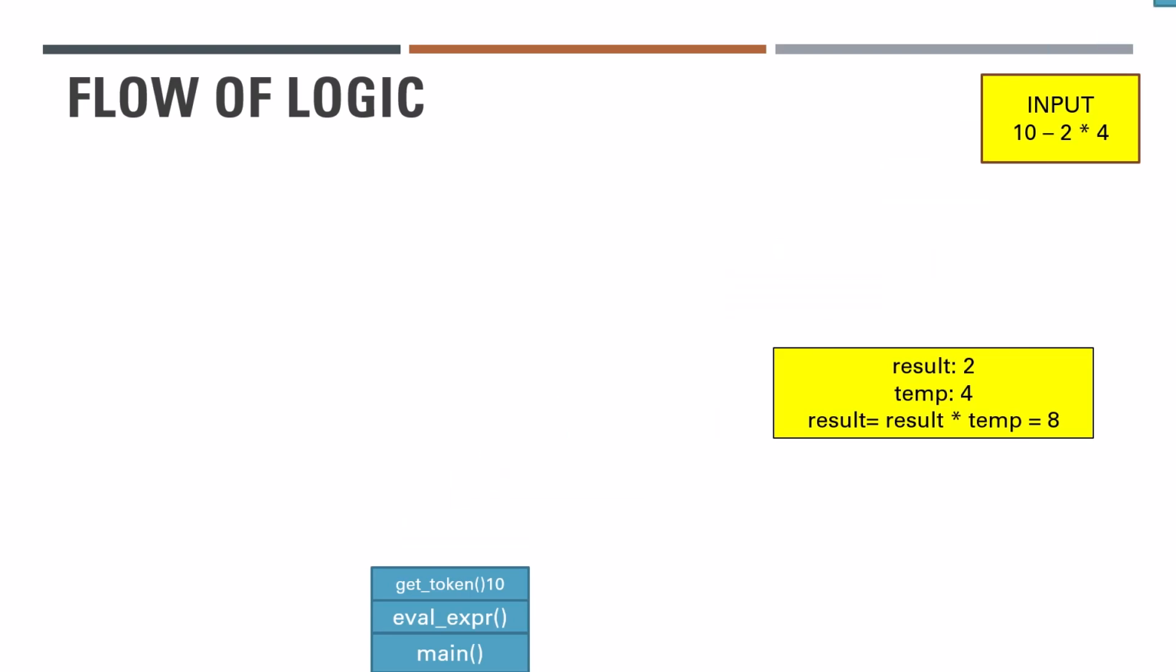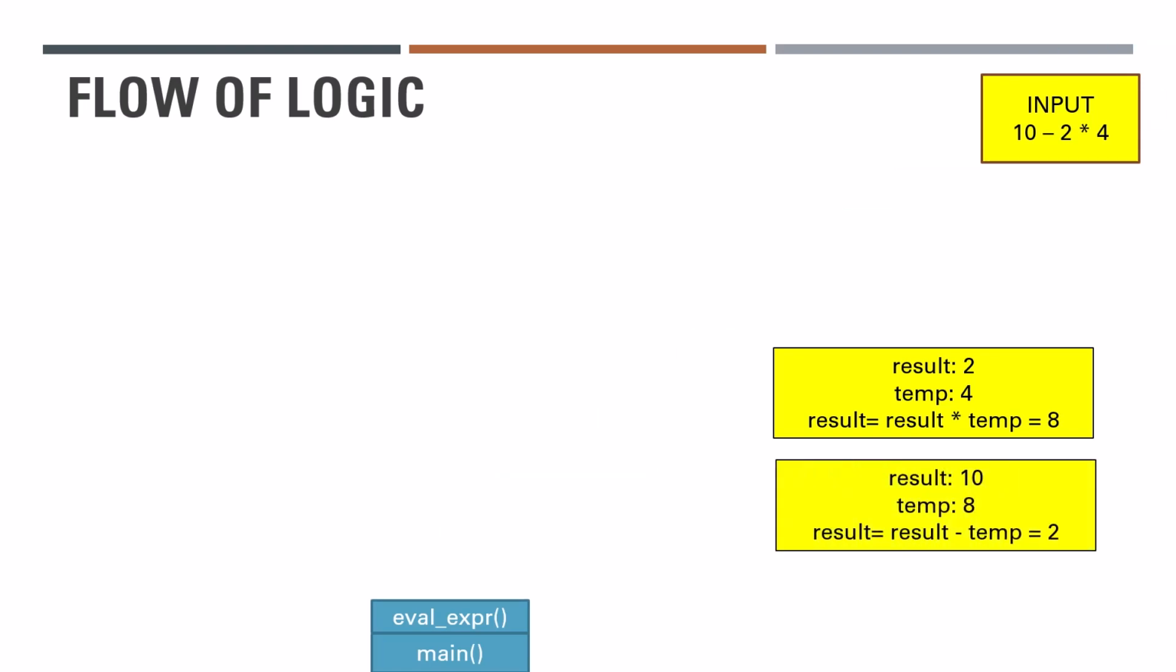Then we return to Eval Expr 2. Again, we do that operation. That's 10 minus 8. And so we get 2. We return to Eval Expr, which returns in turn to main, where we print the result. So I hope that's clear.